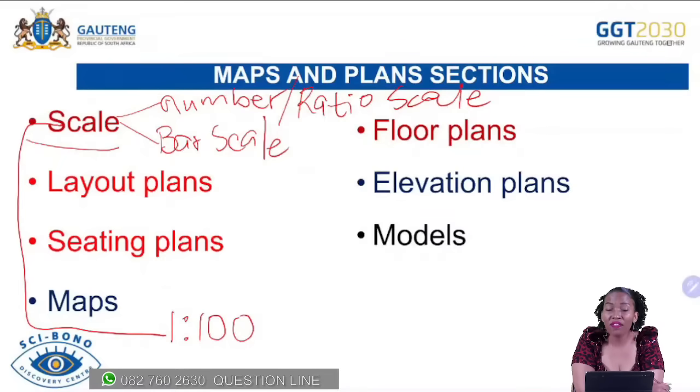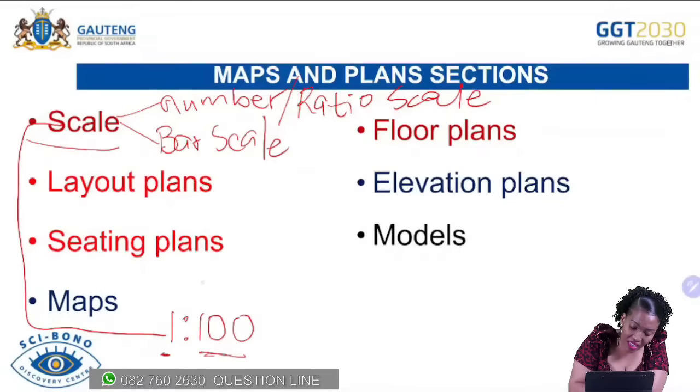Again, once they've given you the scale, they can ask you to explain the meaning of that particular scale. So when you explain the meaning of the scale, you will tell them that 1 unit on the map represents 100 units in reality. That is how you explain a scale.